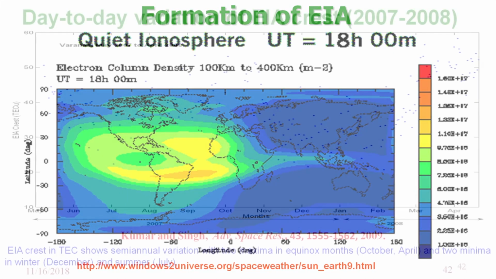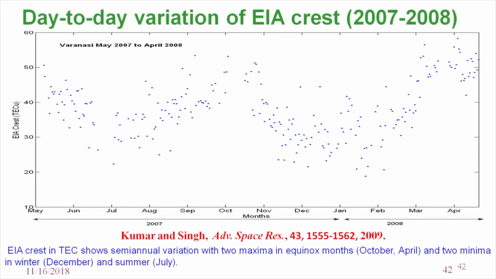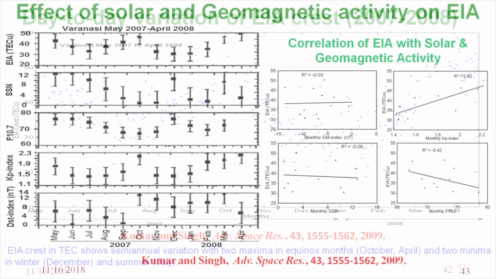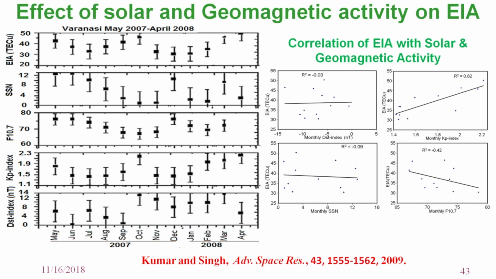We studied the day to day variation of this EIA region, and we found it has a semi-annual variation. We analyzed the whole 1 year of data, and found there are two maxima, in the equinox months, and two minima, in winter and summer. Similarly, we tried to find the effect of solar and geomagnetic activity, how solar and geomagnetic parameters affect the total electron content. We plotted the sunspot number SSN and the total electron content at Varanasi, and we have taken the solar flux F10.7 data, the Kp index and the Dst index.